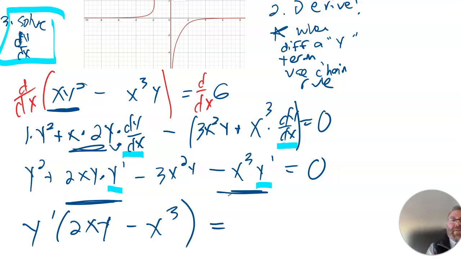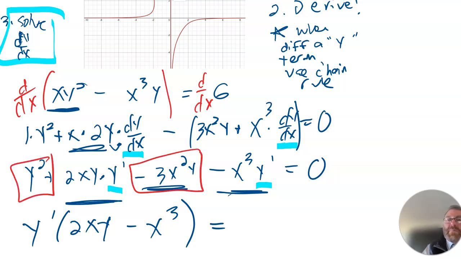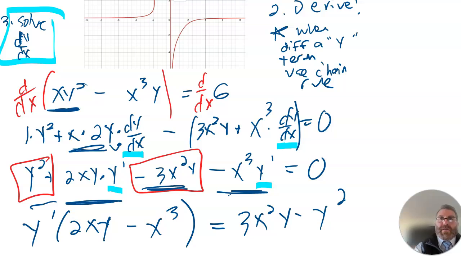Equals, and now what I'm going to do is get rid of these terms. Any term that does not have a y prime, I'm going to get on the other side. So those two red box terms, I'm going to move to the other side simply by using inverse operation. I'm going to add the 3x squared y, and I'm going to subtract the y squared. Okay, this is just a little algebra. And again, recall I'm solving for y prime. Here is my y prime, same thing as dy dx.